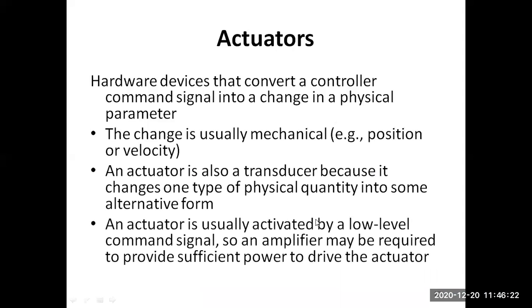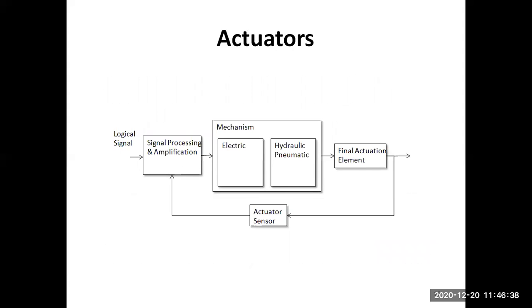They are typically actuated by low-level command signals, so an amplifier can be required to provide sufficient power to drive the actuator. So these are the internal mechanisms of an actuator in a generalized manner. A sensor as feedback can also help to ensure whether the intended action has been taken by the actuator or not. We'll come to that within a short time. You might ask the question, why do we have a sensor if actuators and sensors are different? We'll come to that. So let us start with the actuator.